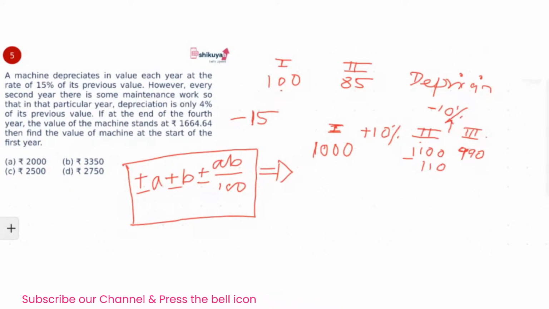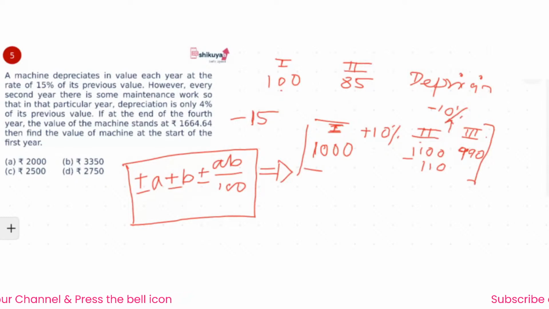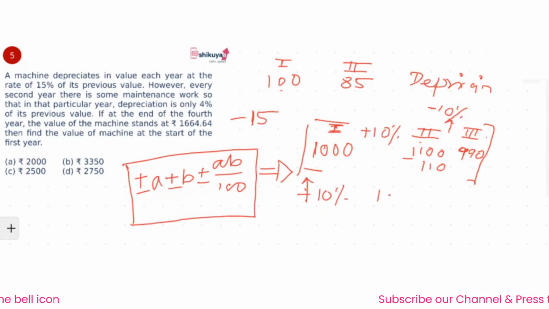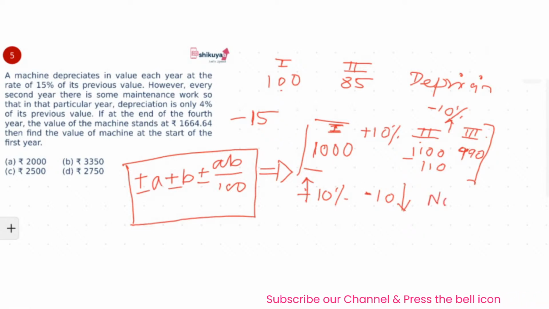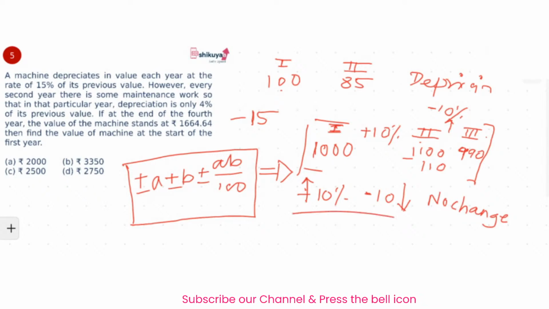So instead of explaining this in a complete way, if I would have told you that initially I'm increasing something by 10%, and later on I'm decreasing something by 10%, the majority of students will come up with the obvious answer that there will not be any change. Many of the students will say that there will not be any change in the value.